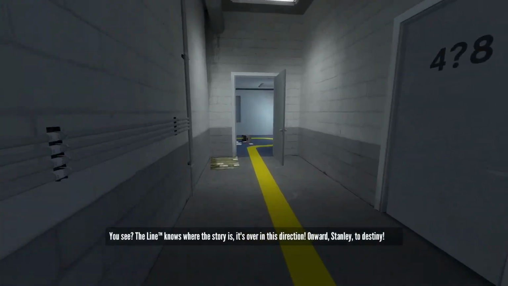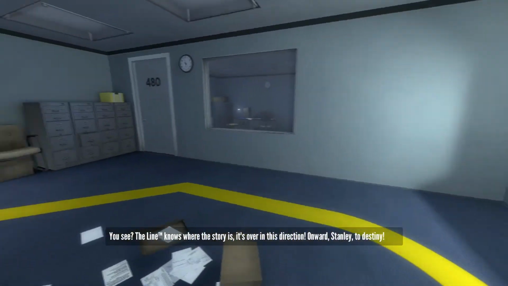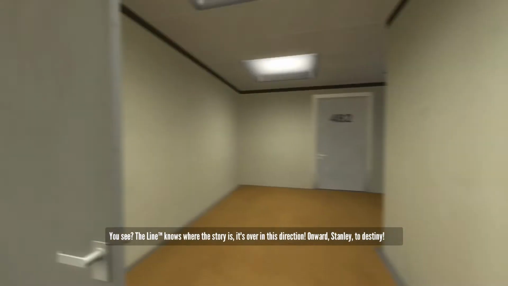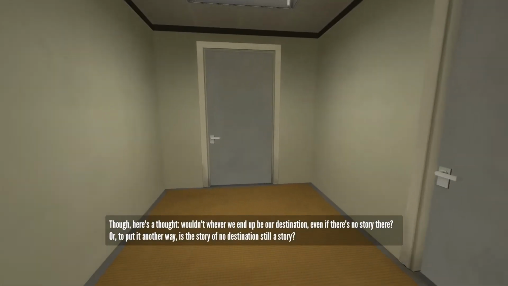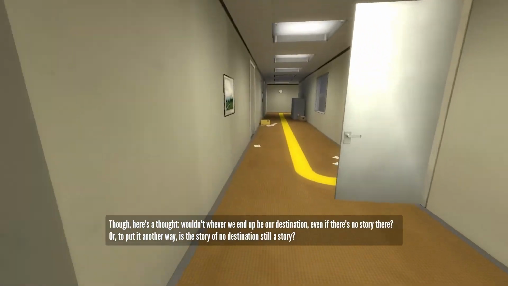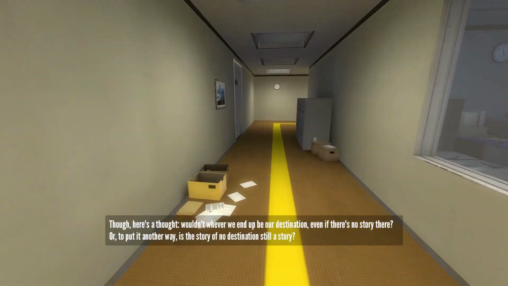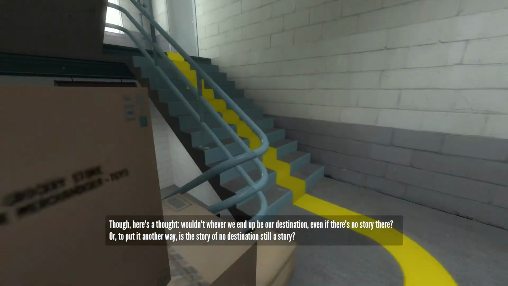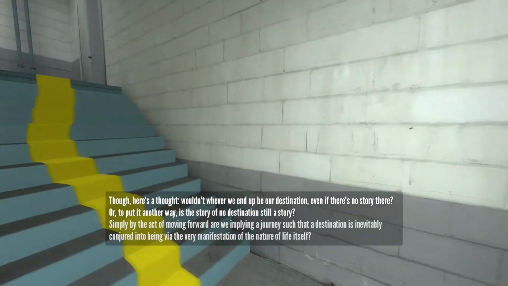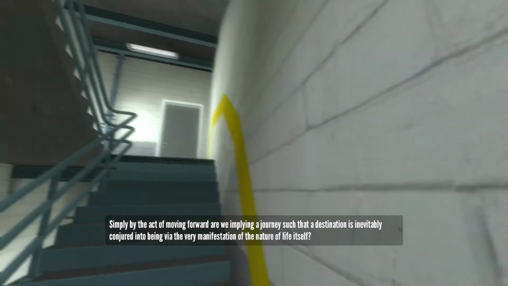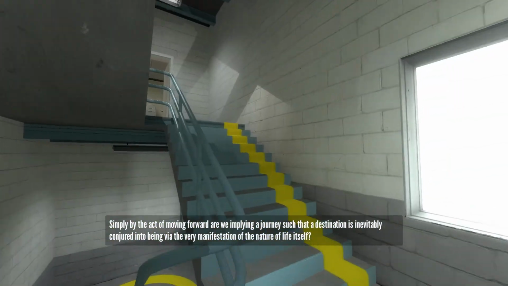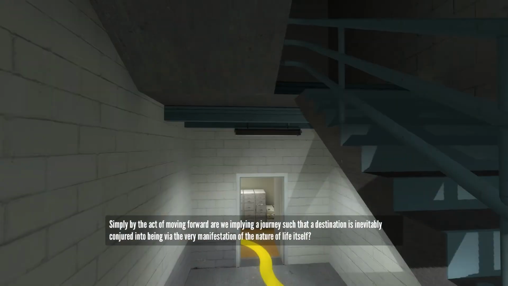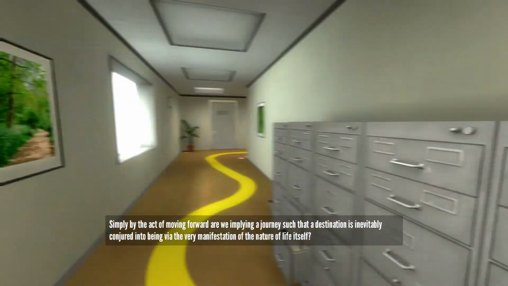You see? The line knows where the story is. It's over in this direction. Onward, Stanley, to destiny. Though, here's a thought. Wouldn't wherever we end up be our destination, even if there's no story there? Or to put it another way, is the story of no destination still a story? Simply by the act of moving forward, are we implying a journey such that a destination is inevitably conjured into being via the very manifestation of the nature of life itself?